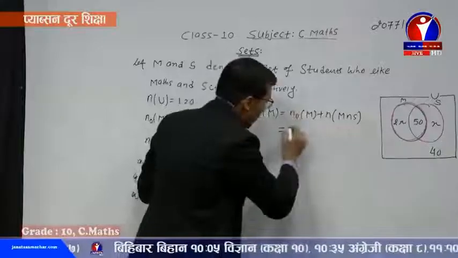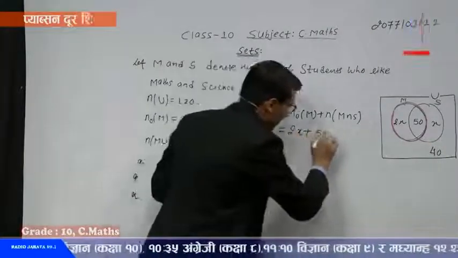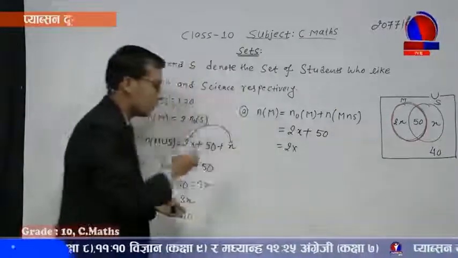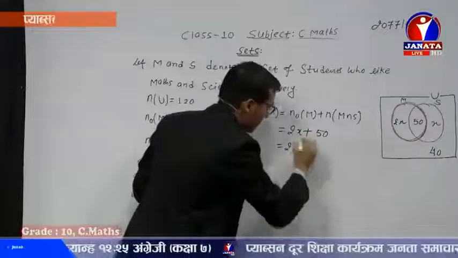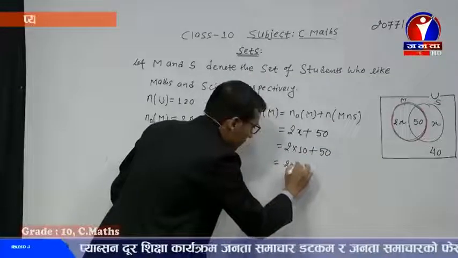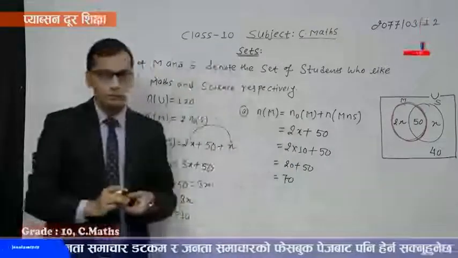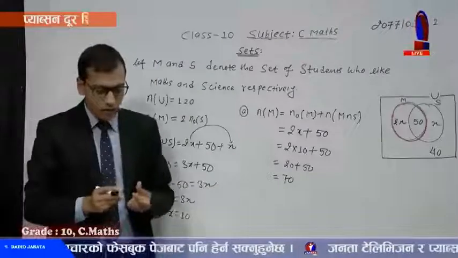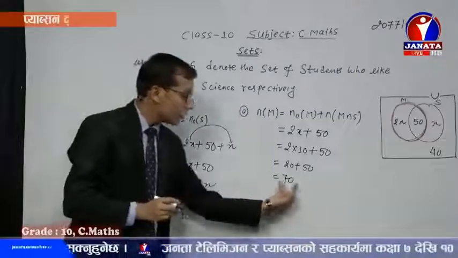What is n only M? Twice of x, plus what is the intersection? 50. So this is equal to 2 times, let's put the value of x. X is 10. So 2 times 10 plus 50 is 20 plus 50, it gives 70. So there are 70 students who passed in mathematics.